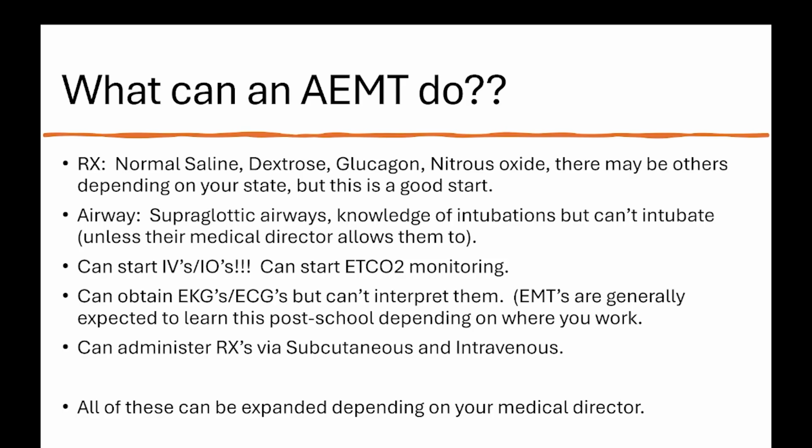So we also want to know what an AEMT and a paramedic can do. An AEMT can administer medications such as normal saline, dextrose, glucagon, nitrous oxide. There may be others depending on your state, but it's a good start. For airway devices, you have access to a supraglottic airway. You need to have knowledge of intubations, but you can't intubate unless your medical director allows you to do so. You can start IVs and IOs, and IVs are routes via intravenous, and IOs are routes via intraosseous or in the bones. You can start ETCO2 monitoring, where you can measure carbon dioxide levels. You can obtain EKGs or ECGs, however you want to say it, but you can't interpret them.